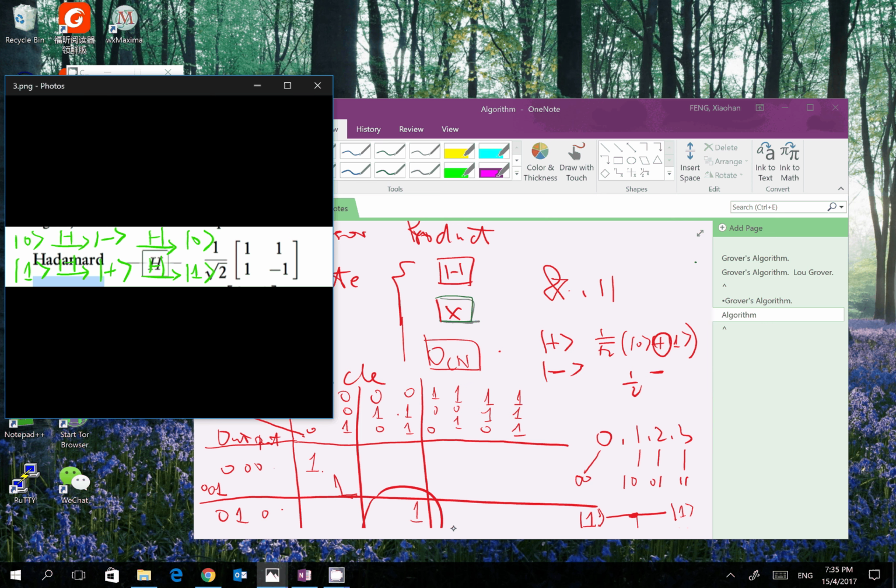Also, I would like to mention that in quantum computation, the Hadamard gate can be represented by a 2x2 unitary matrix, which is this one. If you multiply the Hadamard gate to the right of the input, you will get the output state.